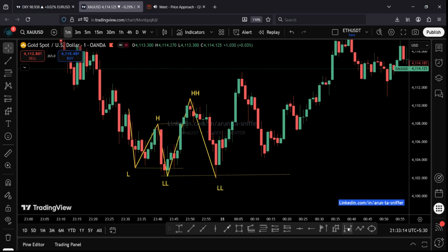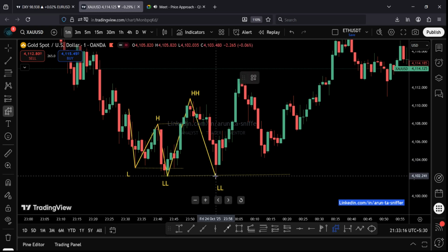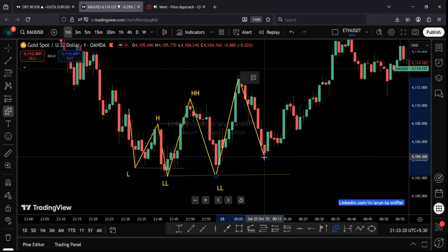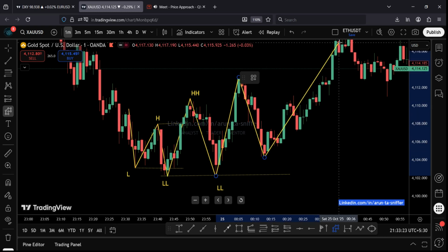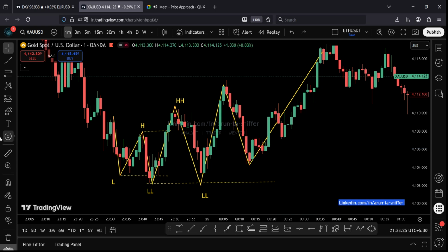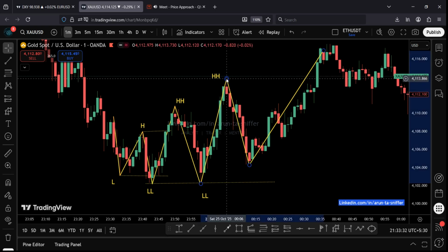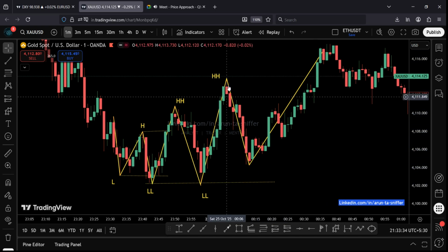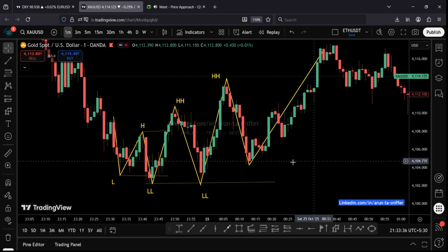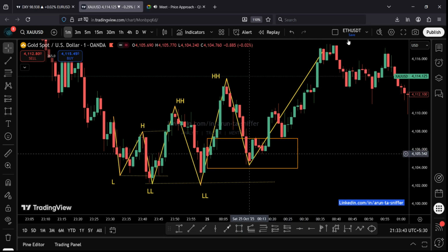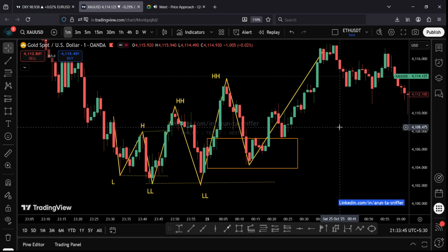Okay. Then price goes up again. Makes another higher high, came back and goes up. Makes another higher high here. Okay. And came back. Where came back? This zone. Which zone was created here? This zone was created here. Came back to this zone and goes up. This was our bullish diamond.